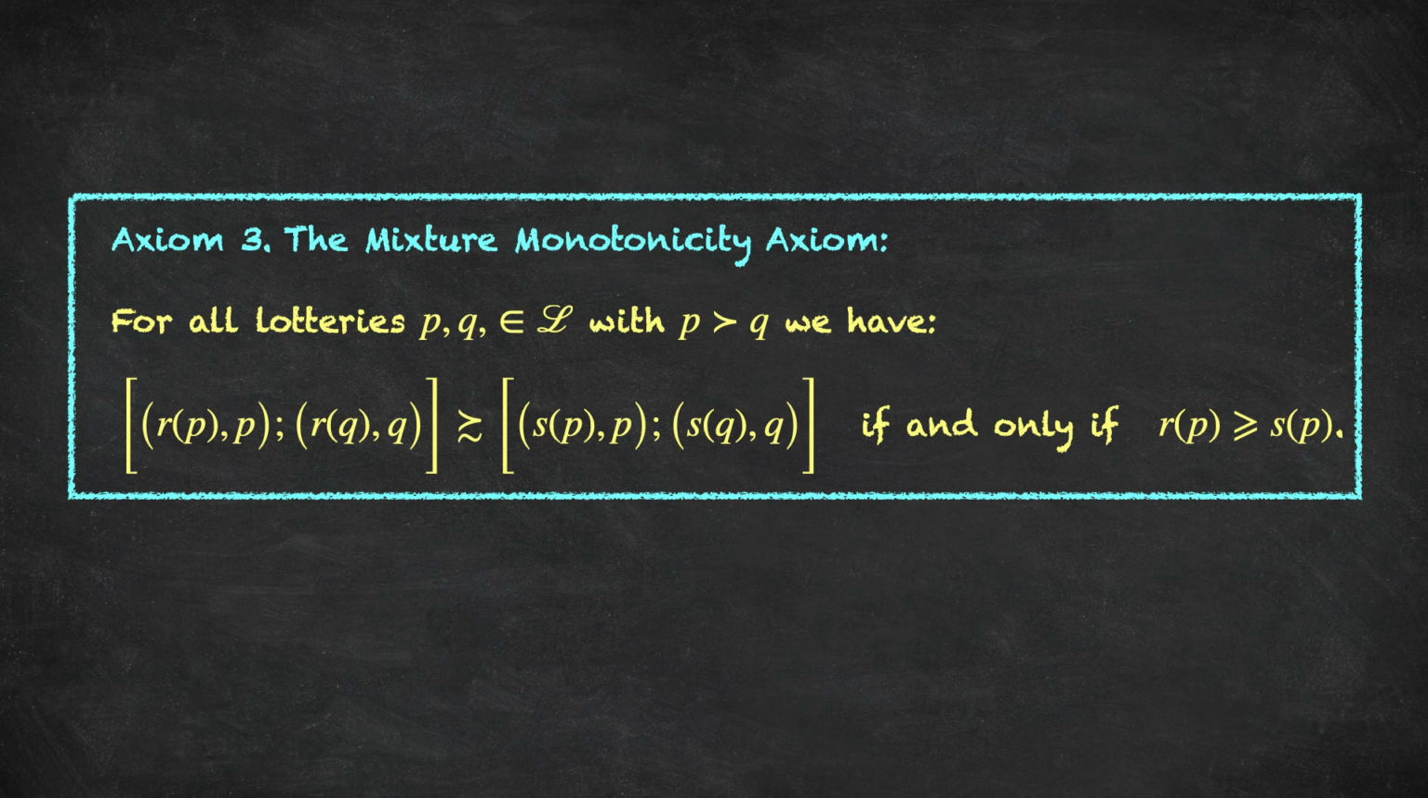Compare this to the lottery on the right-hand side. In this lottery, you also have some chance of receiving lottery P or lottery Q. In this case, there is probability S of P attached to the likelihood of receiving lottery P, which is the better outcome. So when I look at these two compound lotteries, I say, well, which of these is assigning the highest probability to the better lottery P? So I prefer the left lottery to the right lottery if and only if R of P, the probability of P in that lottery, is greater than or equal to S of P.